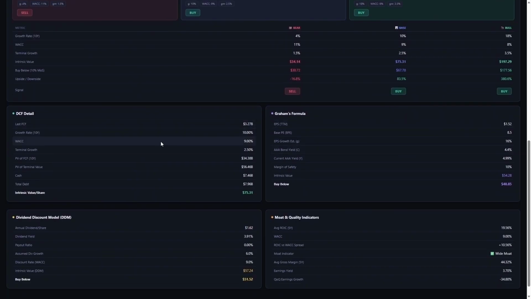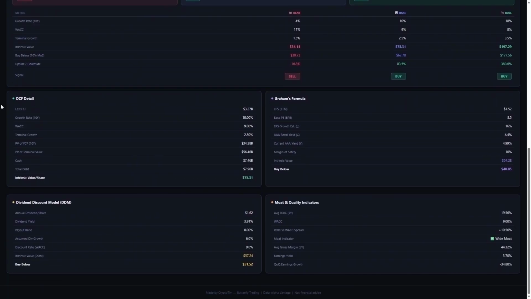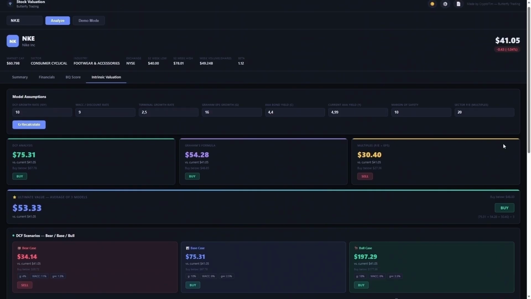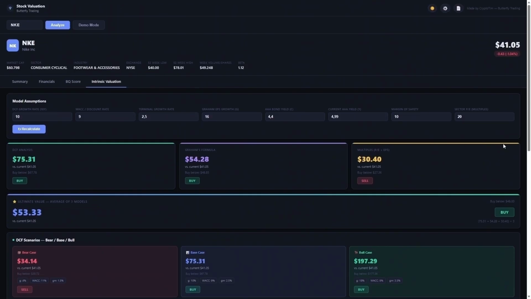So if we scroll down a bit more, we do get the details of the DCF model, the Graham's formula, the dividend discount model if the company pays dividends, and the moat and quality indicators, where you can see all this information. So that's standardly what the tool does. Now, as you can see right here, it shows you the model assumptions, which are standard values based on the industry. But these can be fine-tuned, of course, so you can input your own numbers here.